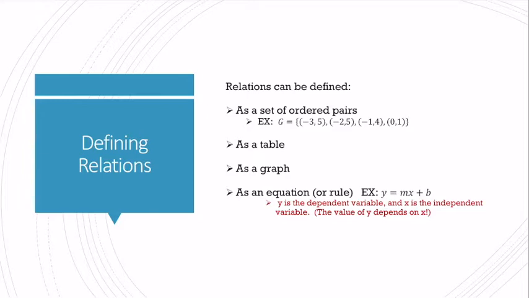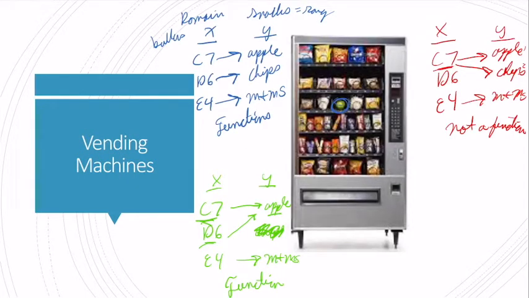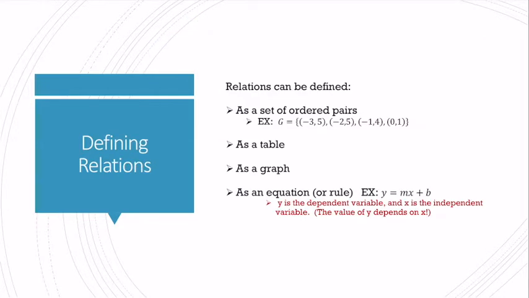So relations and functions can be defined not only as a set of ordered pairs, but it could also be a table, a graph, be that a graph of an equation or a nice little picture like I drew of a vending machine. It could also be an equation or a rule. So for example, this linear equation, where I'm going to show you why all linear equations of the form y equals mx plus b are indeed functions as we go on in this section.